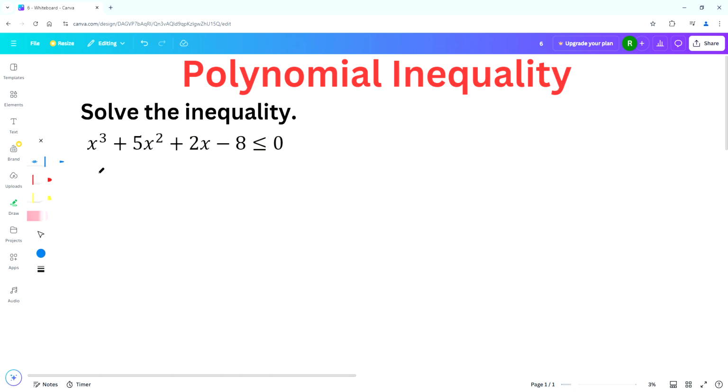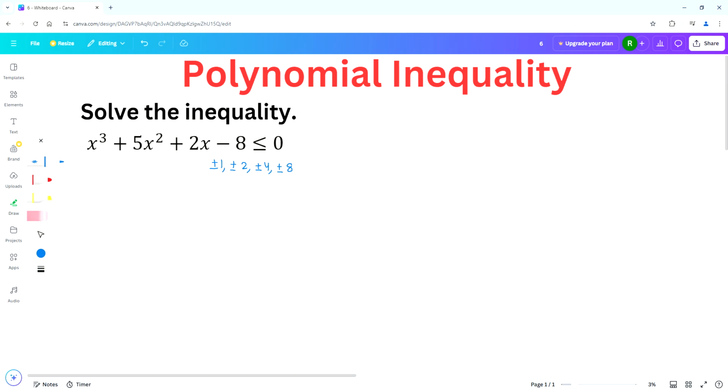We cannot use the grouping method to factor this cubic expression, so we have to use the rational roots theorem. The leading coefficient for this cubic polynomial is 1 because the coefficient of the x cubed term is 1. So the possible factors are the factors of the number term -8. The possible factors of -8 are plus minus 1, plus minus 2, plus minus 4, and plus minus 8.